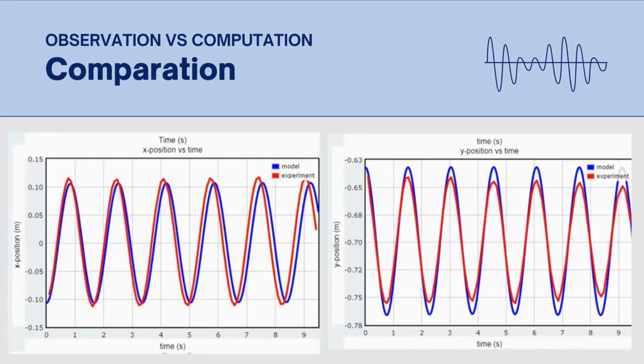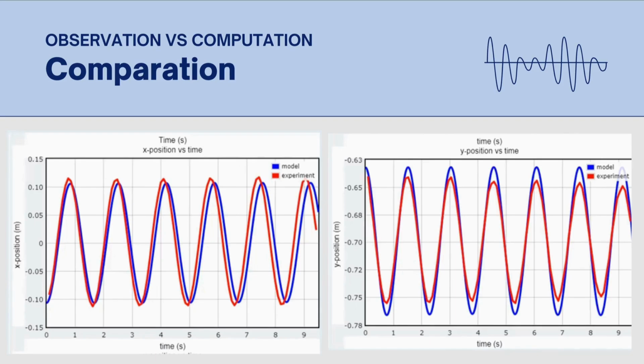As a result, here are the two graphs comparing the observational model in red to the computational model in blue. This one is the x position versus time, and this one is the y position versus time graph, and both of them show that the real-world observation is almost perfectly aligned with the computational model.